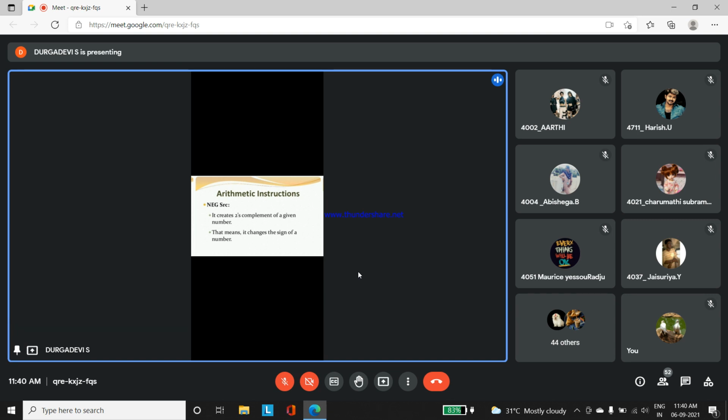That is the regular procedure; 2 steps are needed. But in an application where you want the 2's complement, you can use the instruction NEG SRC. For example, NEG AX, where AX has the value 5. Directly, this instruction will give the 2's complement of your number. Otherwise, you have to write 2 steps: first find the 1's complement, then add 1 to it. But here we can use the simple instruction NEG, which finds the 2's complement of your number.